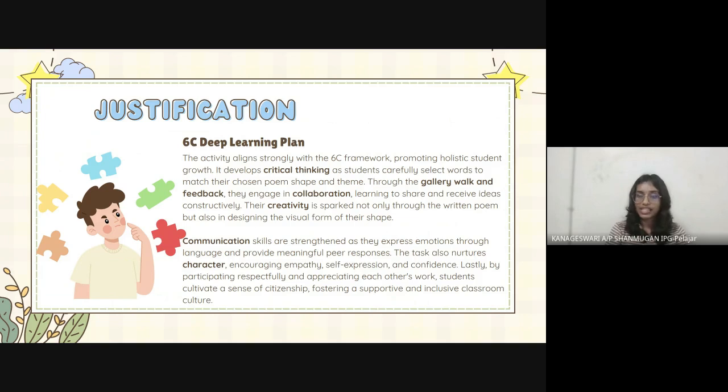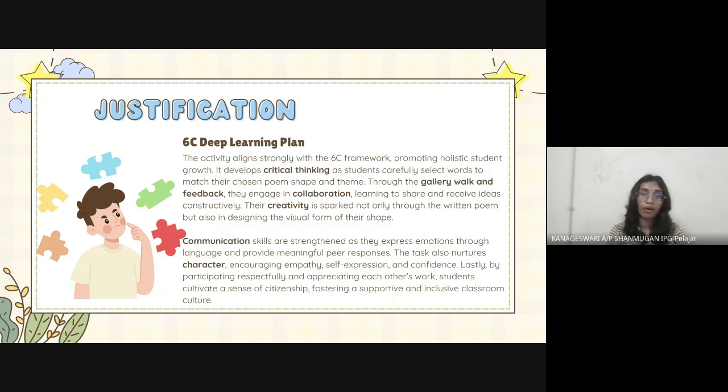Now, let's unpack how this activity integrates with the 6C framework, which focuses on critical competencies for modern learners. First, students are required to make deliberate, thoughtful choices, which enhances critical thinking, with the words they use to match the shape and the theme of the poem. They must analyze the meaning of the shape and decide how best to express their thoughts and feelings in that form. For example, if they draw a cloud, they might explore ideas of lightness or dreaming, using language that reflects the shape symbolically.